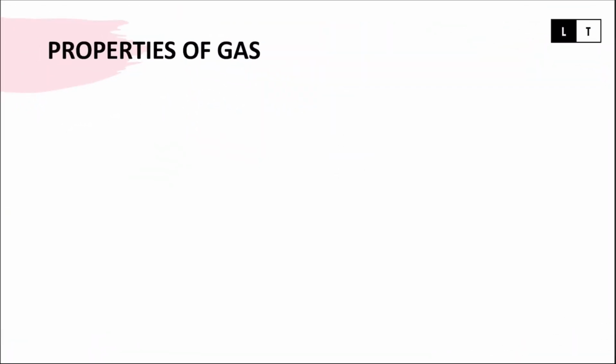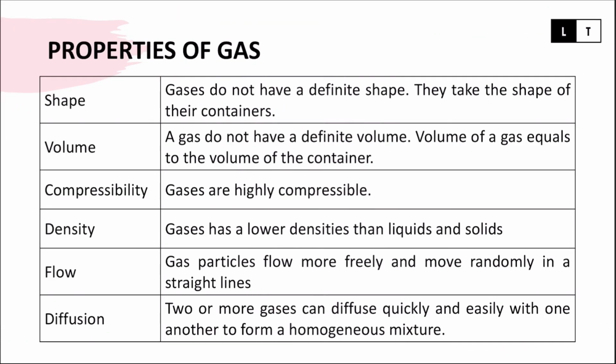So di sini kita ada properties of a gas di mana ini semua adalah physical properties of gas. For the shape, gas do not have a definite shape sebab dia akan ambil shape of the container. Kalau contoh gas dalam container yang bulat, so itulah shape for the gas. Kalau container tu dalam bentuk silinder, itu adalah shape of that gas. And then a gas do not have a definite volume. Maknanya volume untuk gas tu equal to the volume of container.